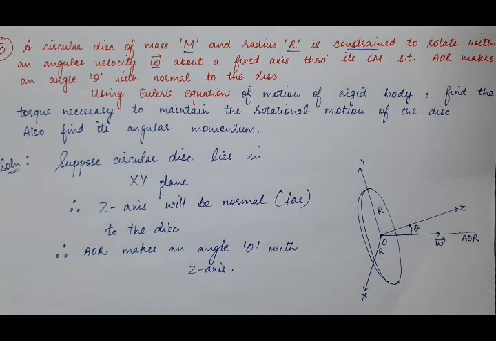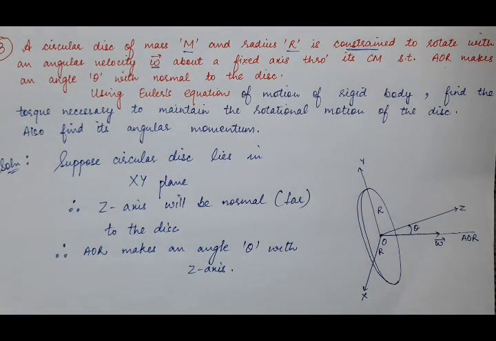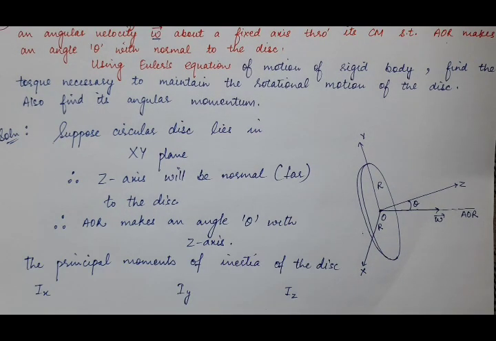Now, using Euler's equations of motion of a rigid body, again we have to find the torque required to maintain this rotational motion of the disc and also find its angular momentum. For that, we need to find the values of the principal moments of inertia and the components of the angular velocity vector. So what will be the principal moment of inertia of the disc about the x-axis, about the y-axis and about the z-axis?